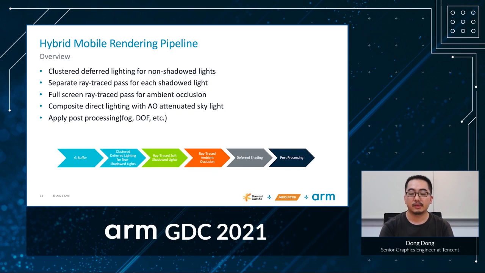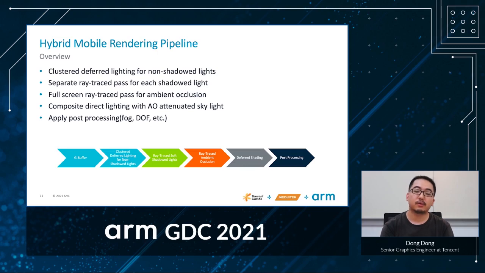Third step, we dispatch a full screen pass for ray traced ambient occlusion. Fourth step, a shading pass is applied for compositing direct light with skylight, which is attenuated by ray traced AO. Finally, post-processing is applied for the scene color texture.